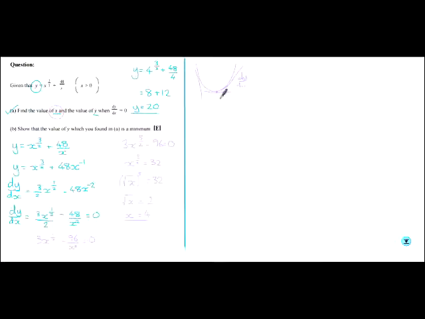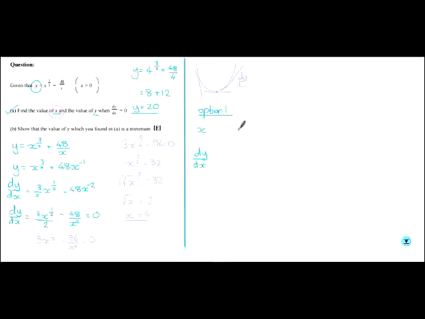Okay? Now, when we do this, what we're looking for is a positive number to show that the gradient is increasing. We've got two choices to prove the minimum or the maximum. So I'm going to write option 1, and that's drawing a table. So let's take x, and we'll look at the gradient, so that's dy by dx.